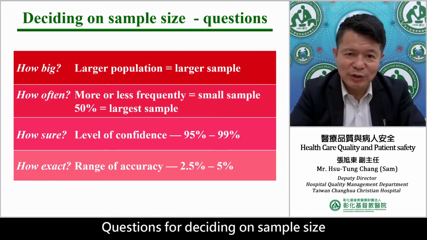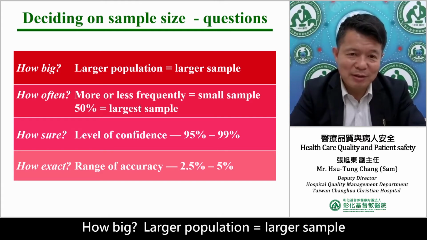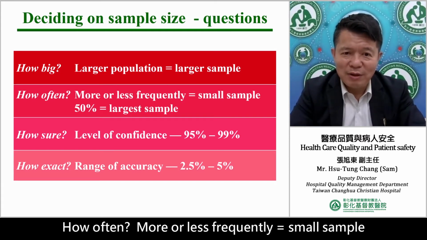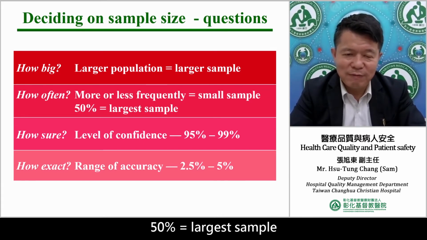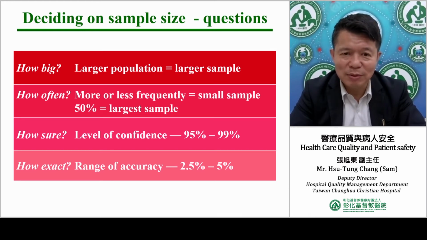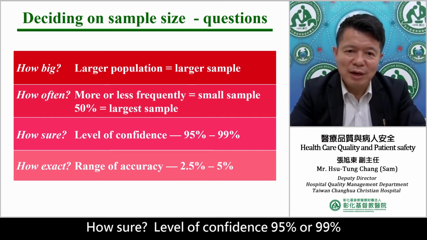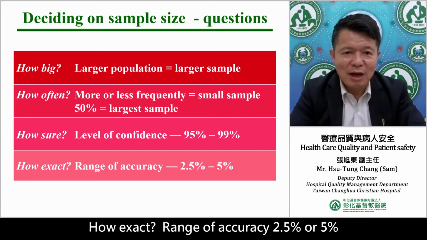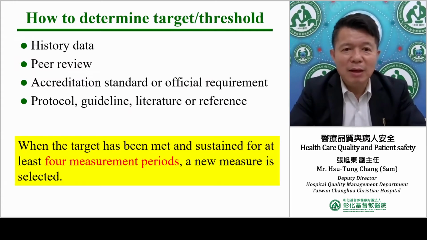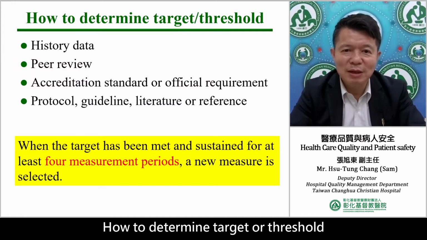Questions for decision on sample size. How big? Large population, large sample. How often? More or less frequently, small sample; 50%, large sample. How sure? Level of confidence, 95% or 99%. How exact? A range of accuracy, 2.5% or 5%.